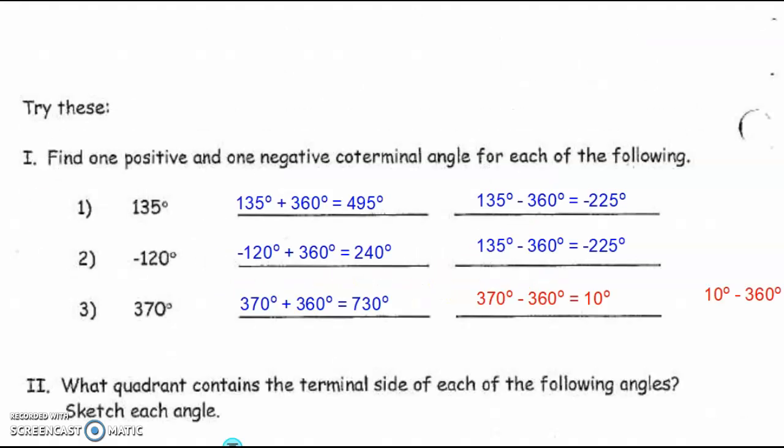Let's go to the last page before I run out of time. You can take a look at these, and I'd like to talk about this last one here. If I take 370 and add 360, I get 730. That's great. But now when I take 370 and subtract 360, that's 10 degrees. This is the negative column, so I'm just going to put that over here. I'm going to take that 10 degrees and subtract the whole circle, and notice we're now at negative 350.